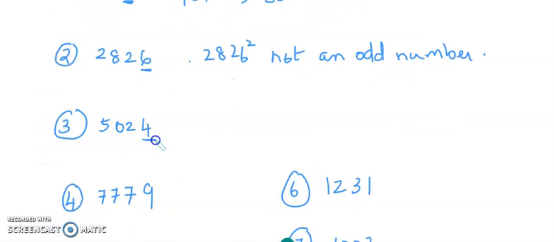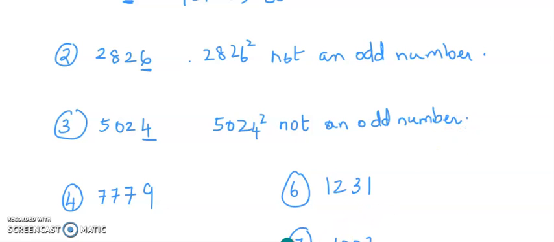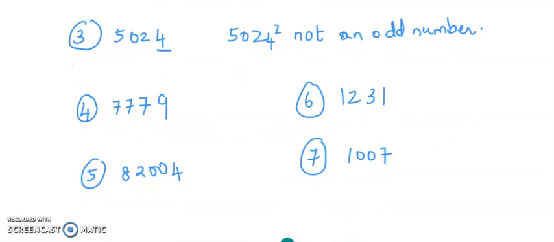Next, what is the number? 5024. What is the last digit? 4. So 4 is what? An even number. So its square will also be even. Therefore, the square of that number will not be an odd number. Clear? So what you need to do is just look at the last digit and decide whether the square of this number will be odd or even.